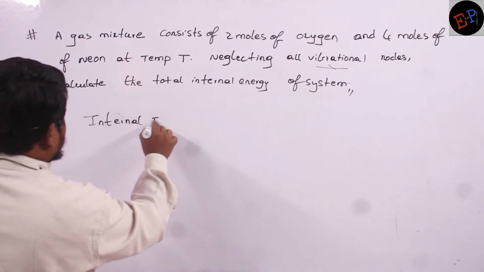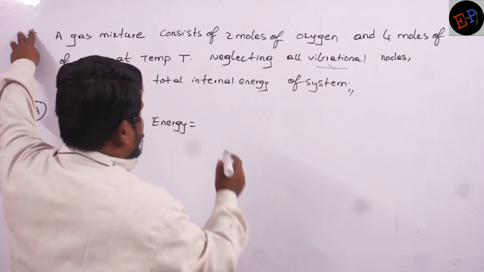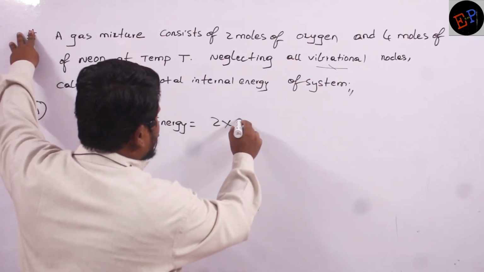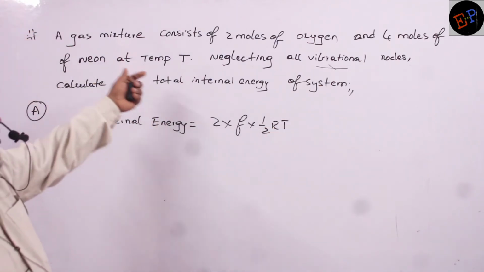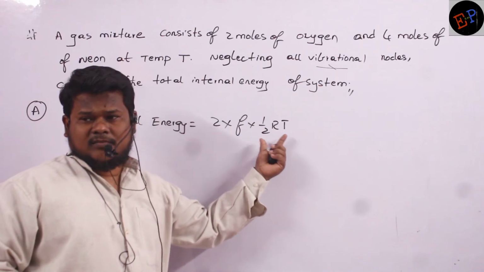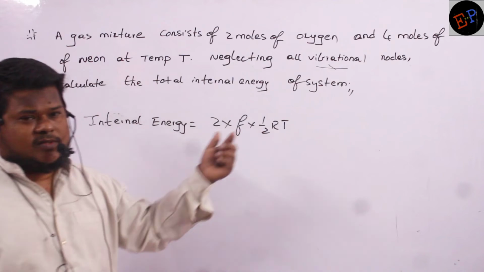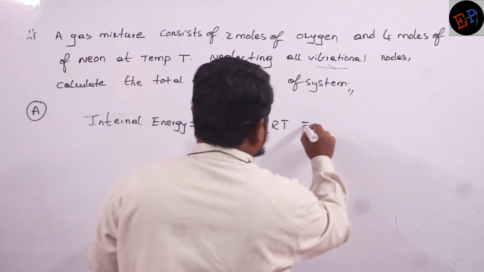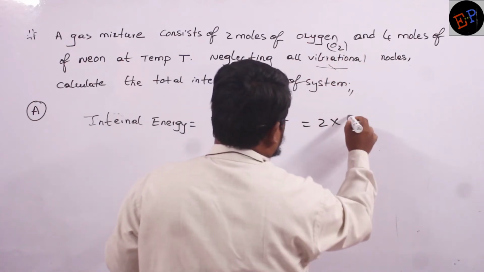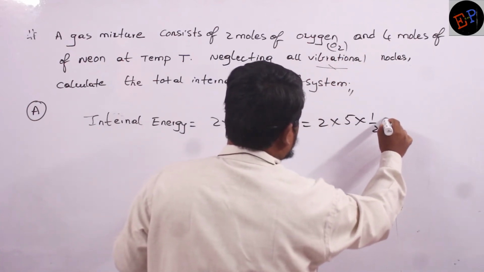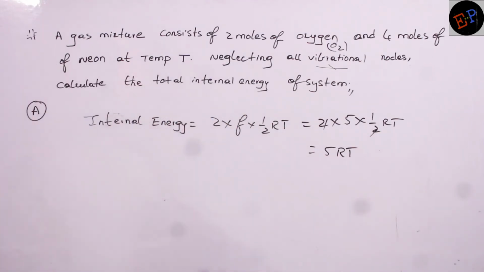So the total internal energy of the system is, first of all, for oxygen. How many moles of oxygen? 2 into F into half RT. For 1 mole of any gas, half RT is the energy per degree of freedom. F is the degrees of freedom, and there are 2 moles. Oxygen is a diatomic gas, so 5 degrees of freedom multiplied by half RT. The 1 by 2 gets cancelled, so it is 5 RT.